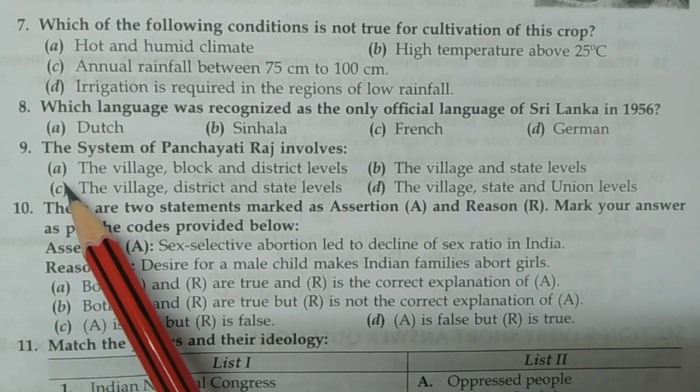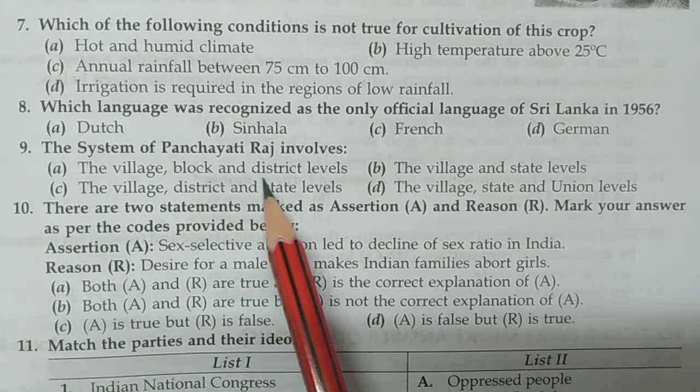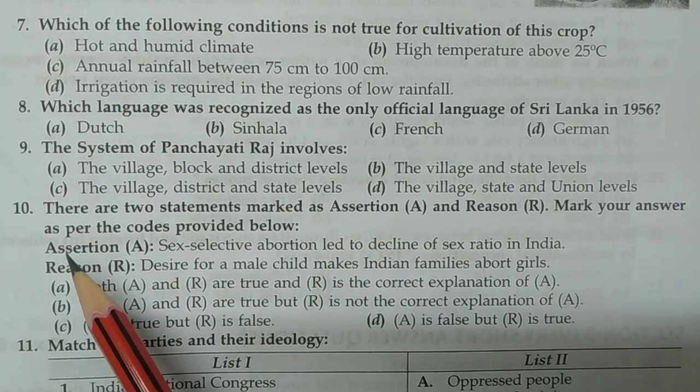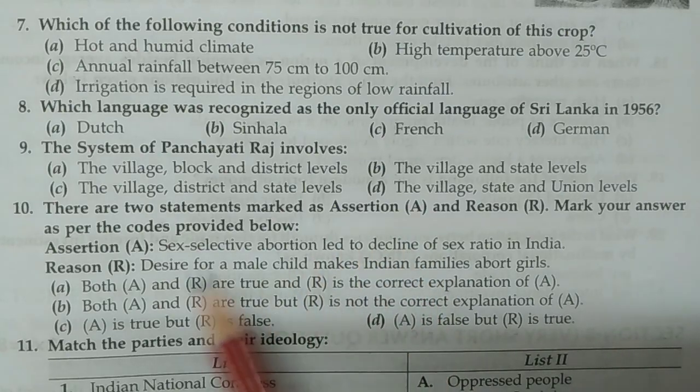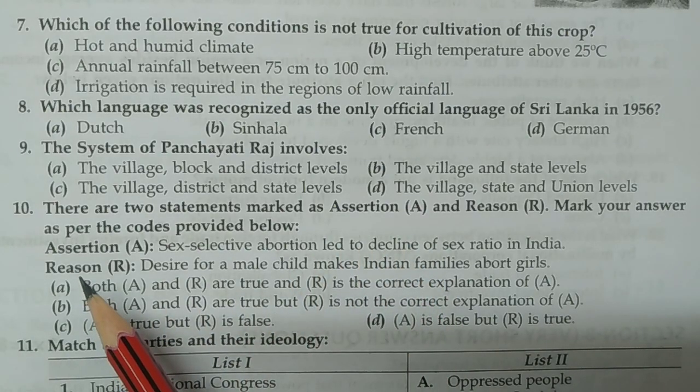Now question number 9. The system of Panchayati Raj involves... So you have these 4 options. You can find the correct answer and evaluate yourself with these answers, to see how you are completing.